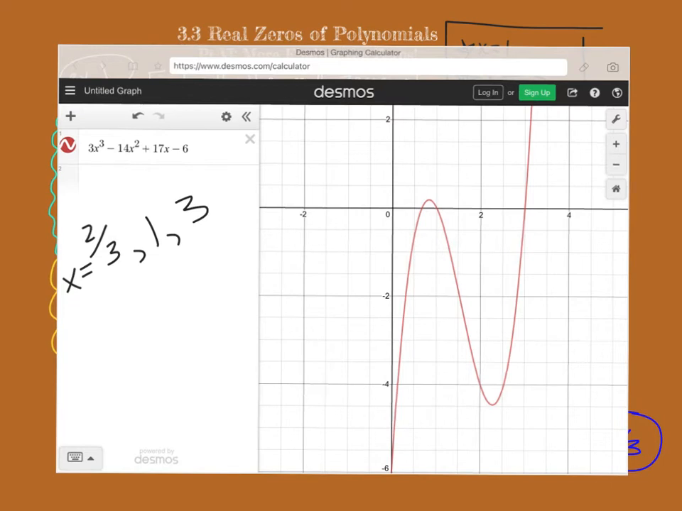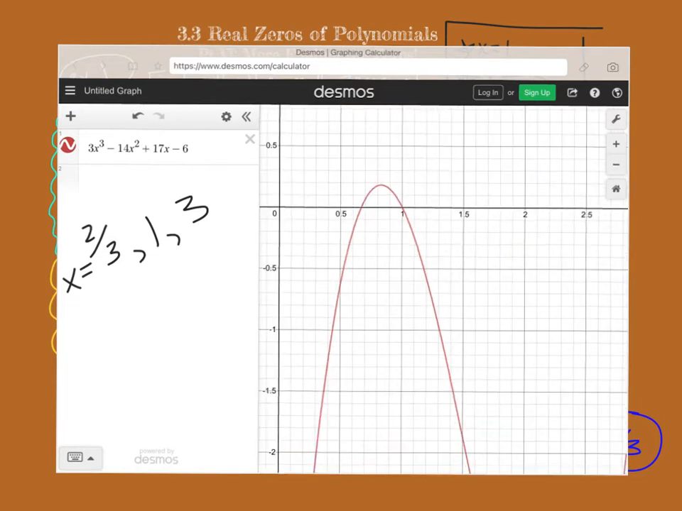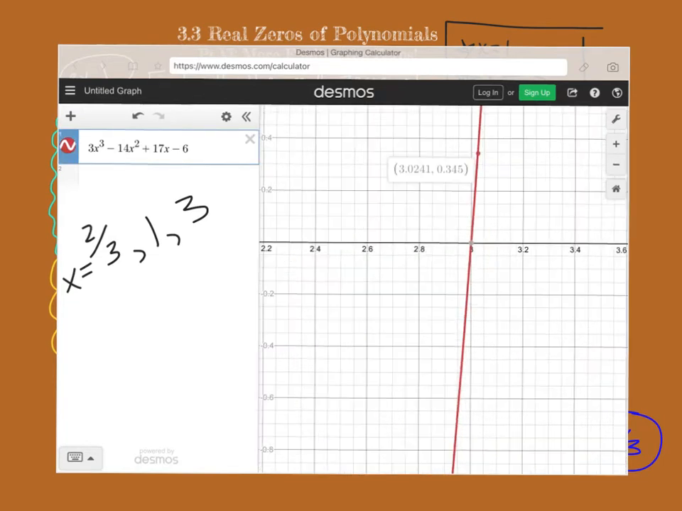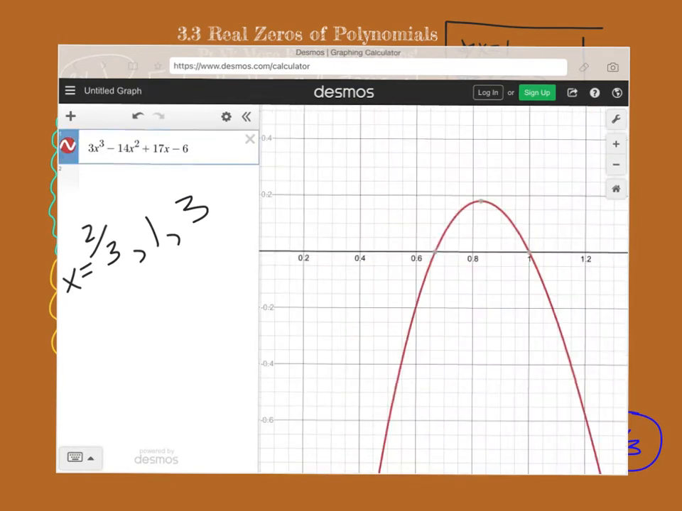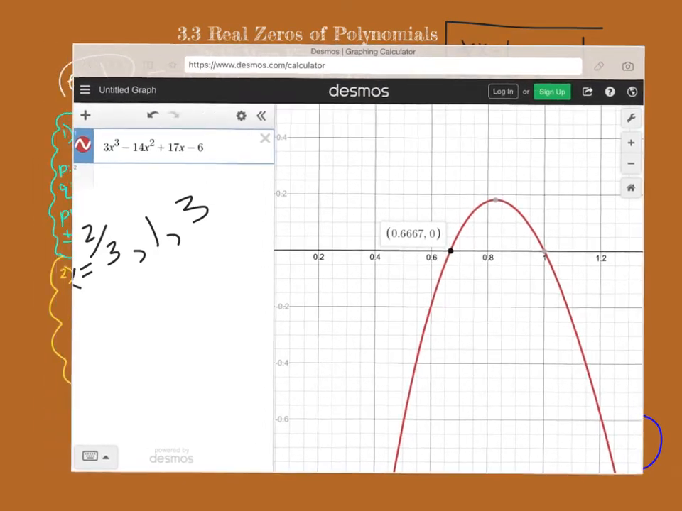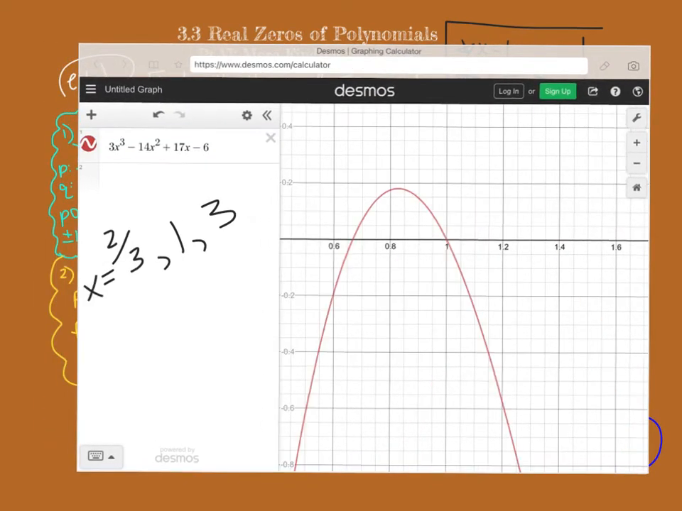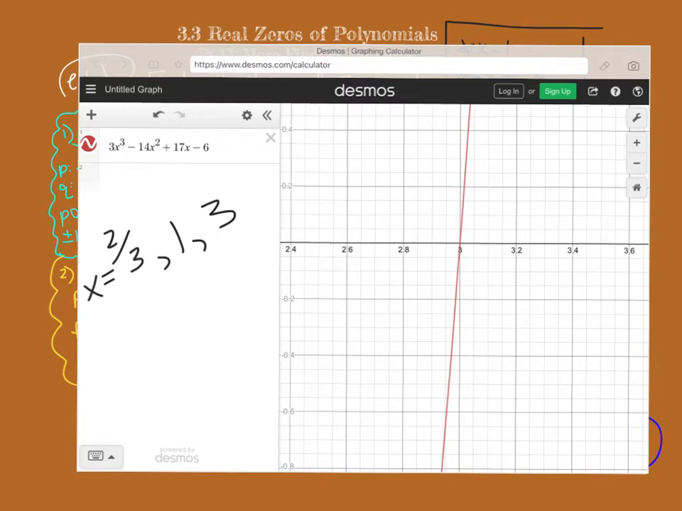We can easily see that we cross at 1, and then we can see that we cross again at 3. It's harder to see 2/3, but if I clicked that point, you can see it's 0.667. 0.6 repeating technically is 2/3. But there's our first root, our first 0. It has a multiplicity of 1. It occurs once. Here's our root of 1. It has a multiplicity of 1. It occurs only one time. And then our final one is over here when x is 3.